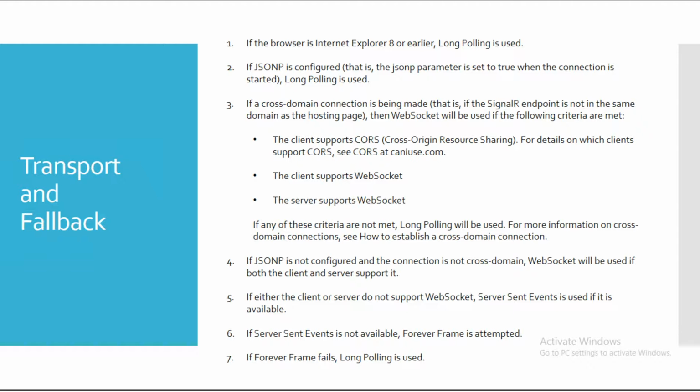So if any of these criteria are not met, in the event of a cross-domain access, it will fall back to long polling. And if JSONP is false and it is also not cross-domain, then it will use WebSockets, because that is the fastest and most reliable way, and that is the whole point of integrating WebSockets into SignalR, right? So your first preference would be to use WebSockets. If it is not available, you can fall back to all these other technologies.